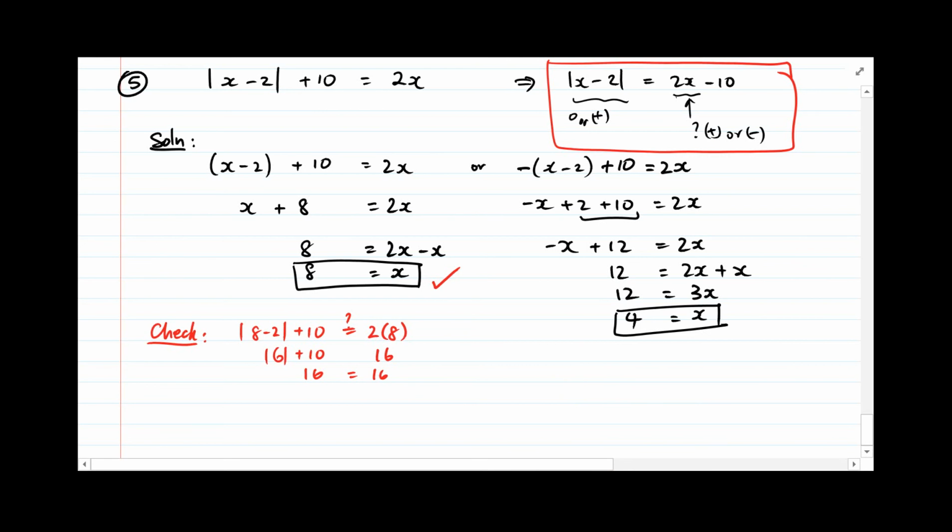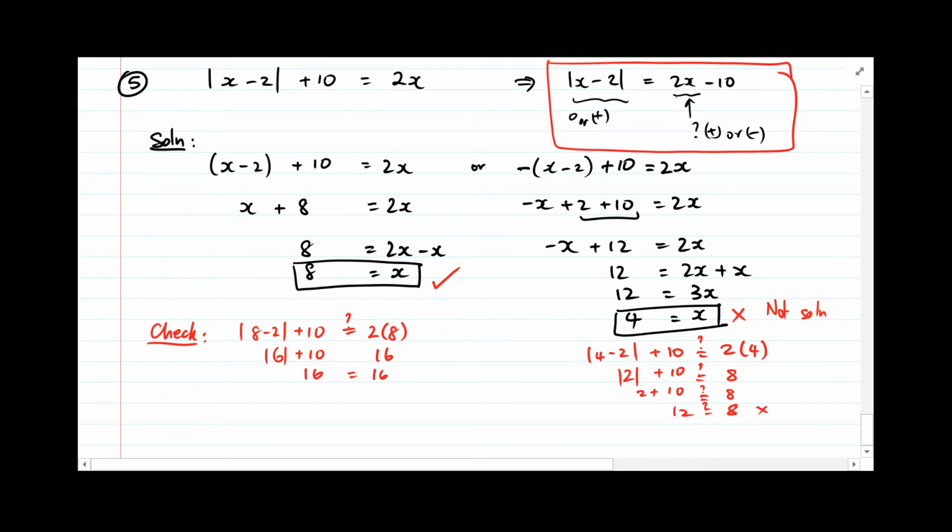And if we do, we have 4. Right, we end up with 4 minus 2, plus 10. Is this equal to 2 times 4? And that's 8. Absolute value of 2 plus 10. 2 plus 10 is 12. And 8 on the other side, so clearly this is incorrect. So this is not a solution.